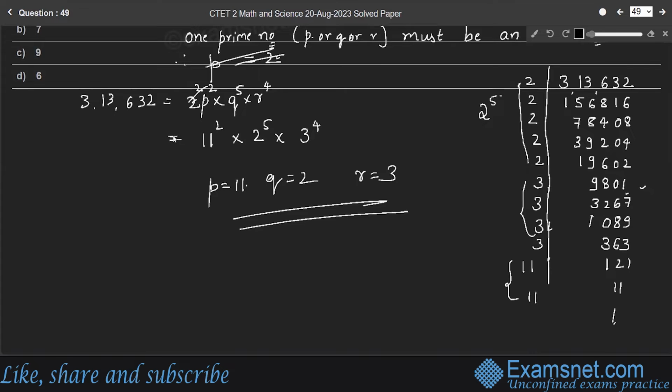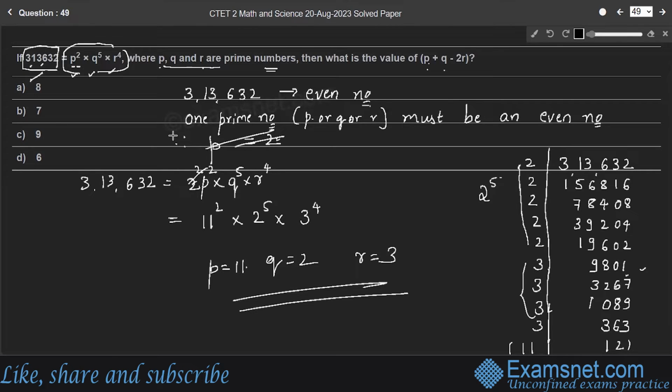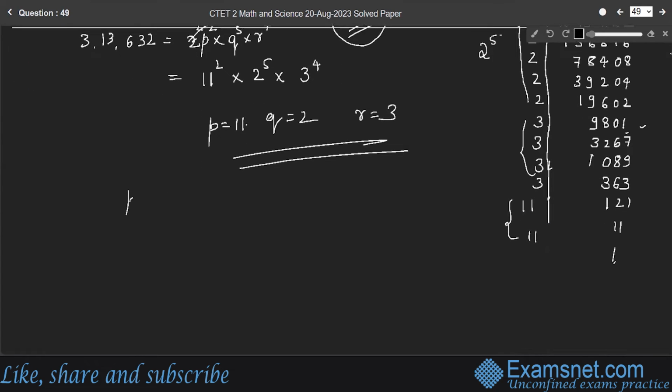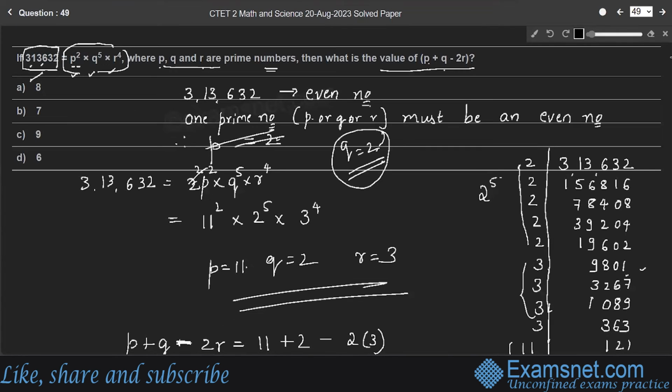Therefore, one of the factors is q, which is equal to 2. One of the factors which is prime should be an even number, and the only prime number which is even is 2, right? Therefore, what is the value of p plus q minus 2r? p plus q minus 2r is equal to p is 11 plus q is 2 minus 2 times r, which is 2 into 3. So 11 plus 2 is 13, minus 6, which is 7. Hence, looking at the options, Option B is the right answer.